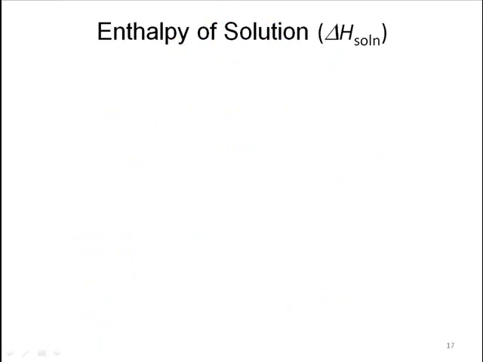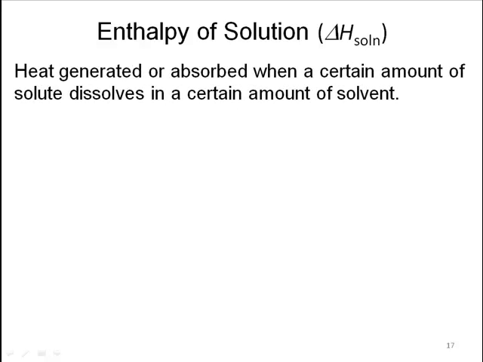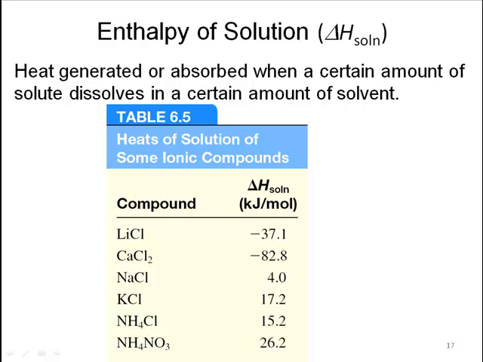Now, what we did earlier today is we added chemicals to solution. All right? This is called the enthalpy of solution. Not that fancy. It's still enthalpy. It's still solutions. So you guys mixed a chemical in a solution of water. The enthalpy tells us the heat generated or absorbed when a certain amount of solute dissolves in a certain amount of solvent. So here are the enthalpies of some ionic compounds. If you look at the ones we tested today, calcium chloride gives out 82.8 kilojoules per mole.